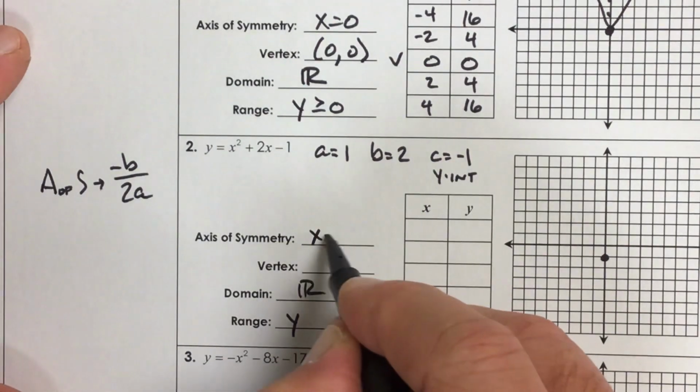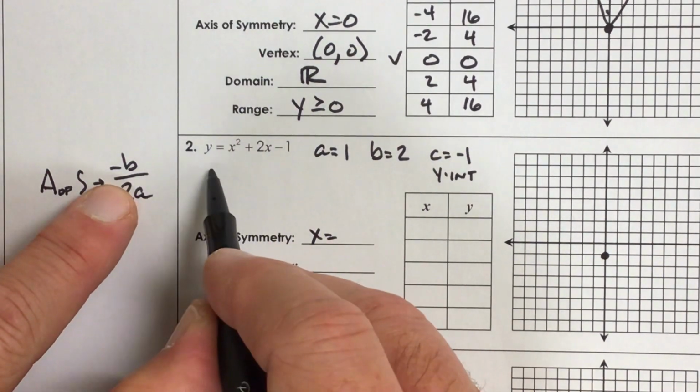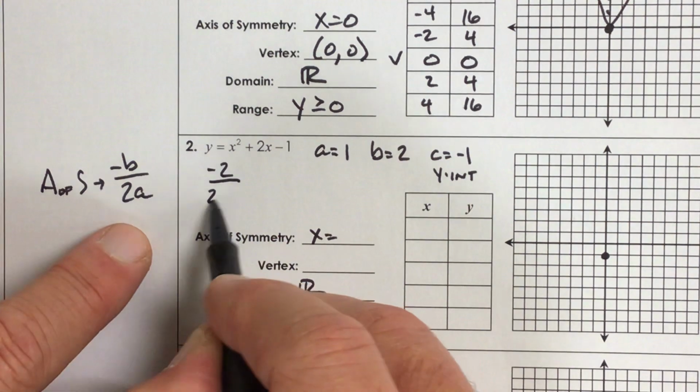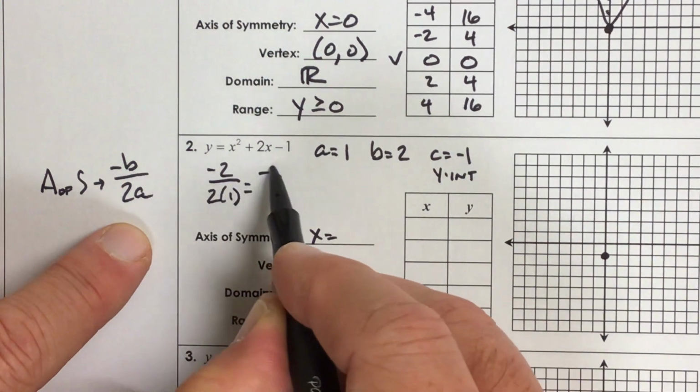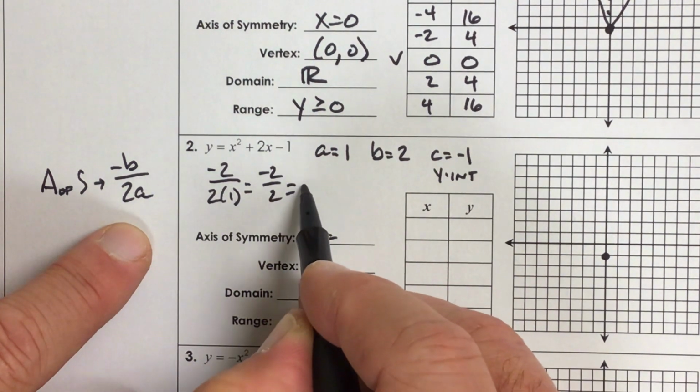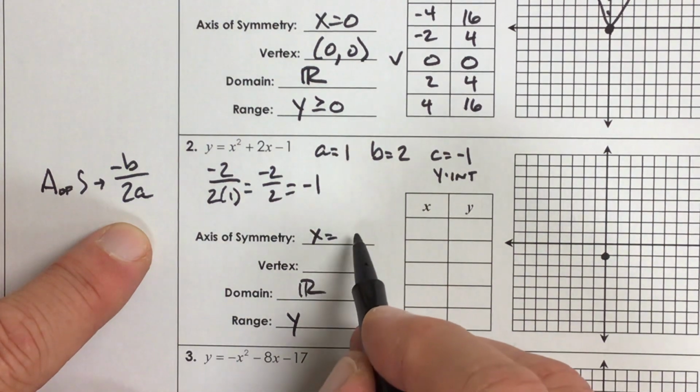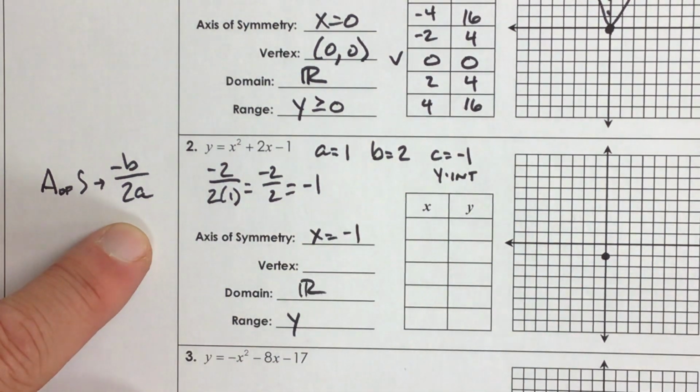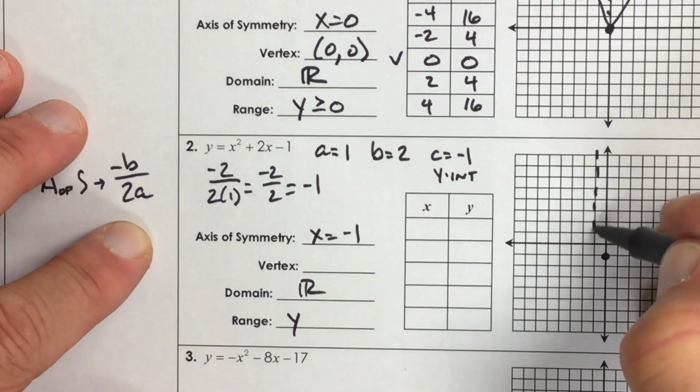So this is x equals that. So the opposite of b is negative 2 over 2 times 1. So negative 2 over 2, which is negative 1. So x is negative 1. So we know that this is the axis of symmetry.